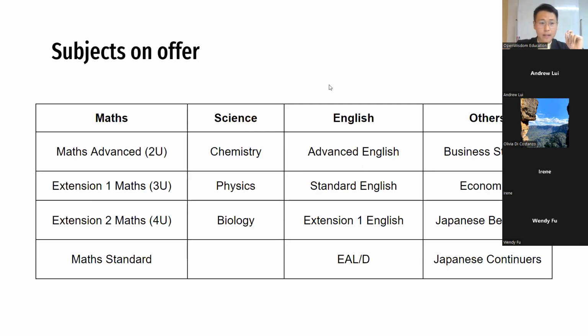And lastly, here is a list of subjects that are on offer. For maths, we have 2-unit advanced maths, 3-unit extension maths, 4-unit extension 2 maths, and maths standard. For science, we offer chemistry, physics, biology, English, advanced English, standard English, extension 1, EALD, and then we also offer business studies, economics, Japanese beginners, Japanese continuous, and recently we've launched Japanese extension as well. And all this information can be found on our official website.